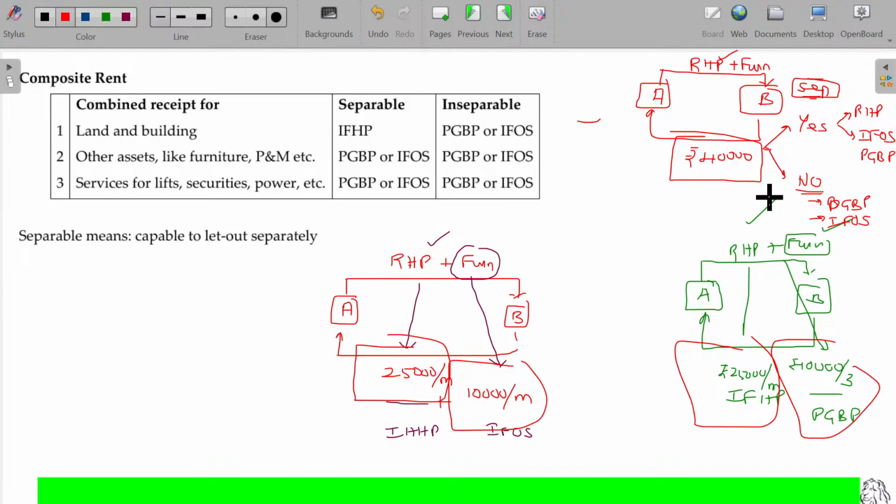No, sir, that is not possible. Then it will be handled the other way. That is the inseparable case; this is the separable case. This is the inseparable case. Sometimes, restaurants.